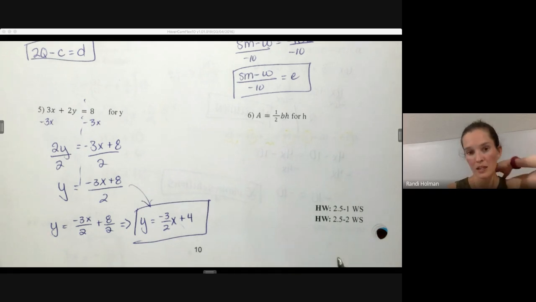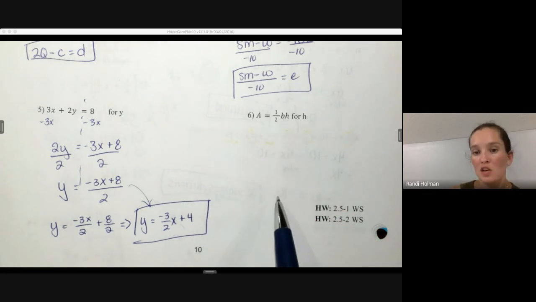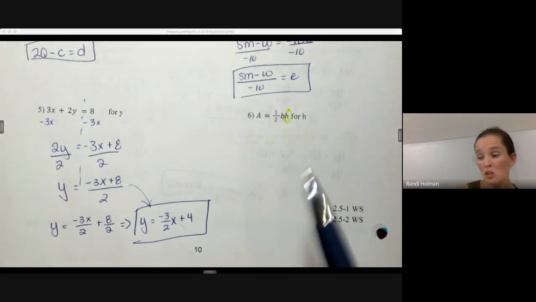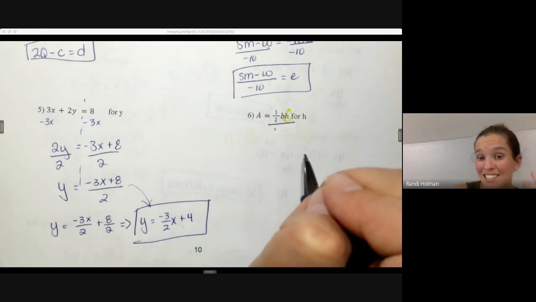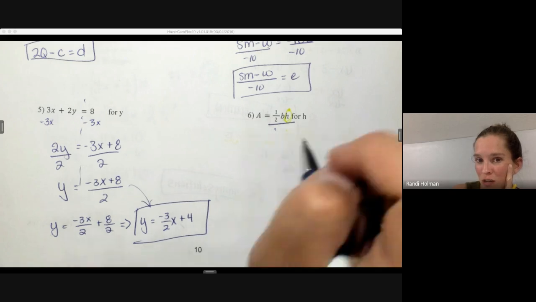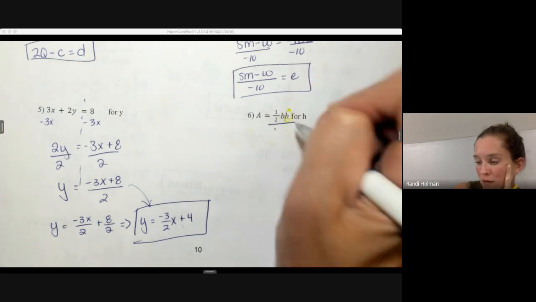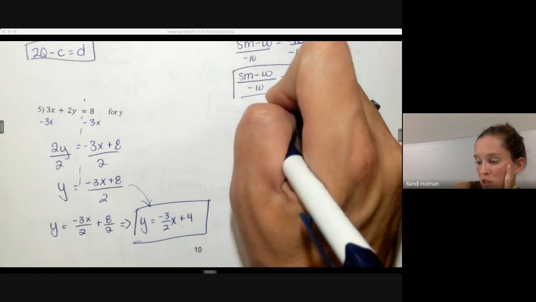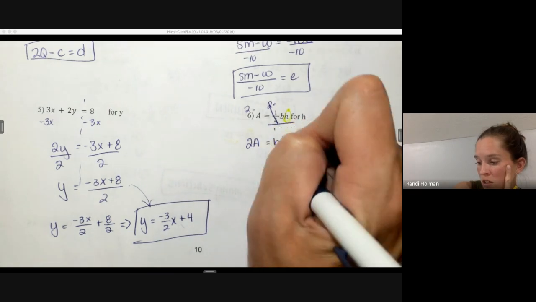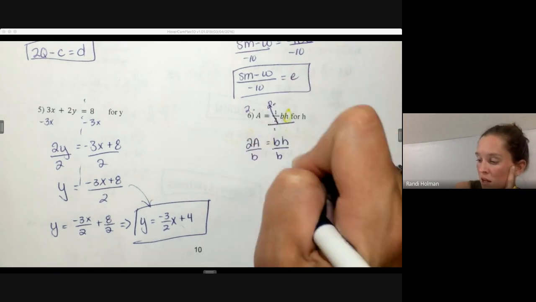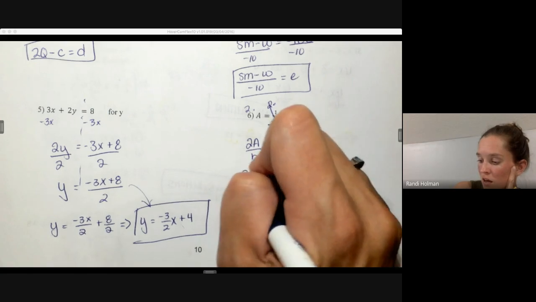Okay, last example we're going to look at here is A equals 1/2 bh, and we're trying to solve this one for h. So again, always good to identify this is the variable we want to get by itself. This is all multiplication, right? And this says 1/2 times b times h, so we can just divide by 1/2 bh, but that's going to make us think a little bit because dividing by a fraction, really we're multiplying by the reciprocal. So let's get rid of this 1/2 first by multiplying by its reciprocal, which is just 2. So we'll get 2A equals bh, then divide by b, and we'll get h equals 2A over b.